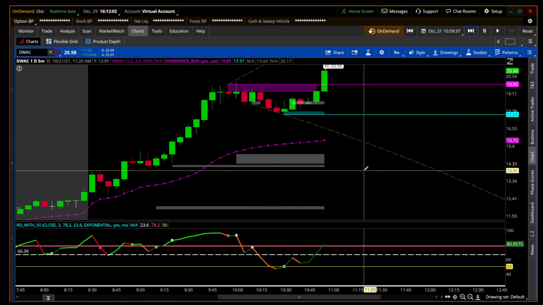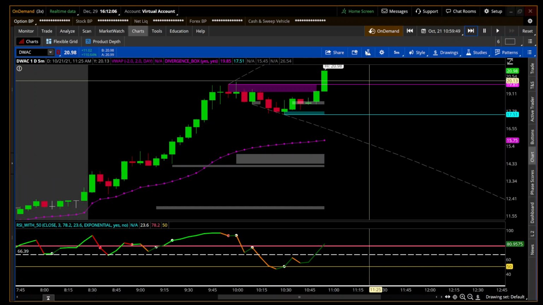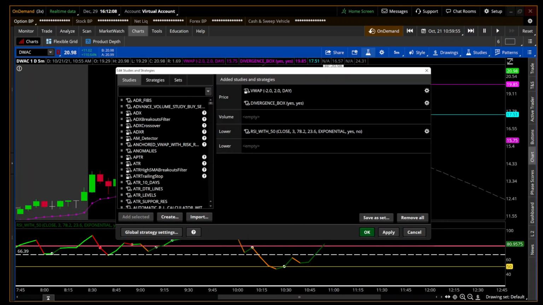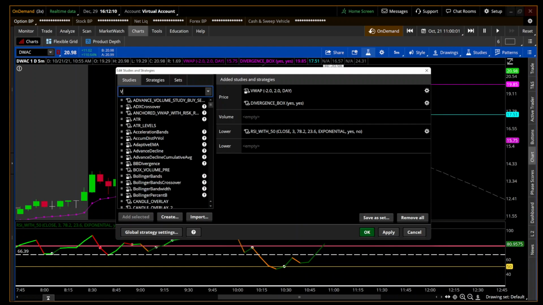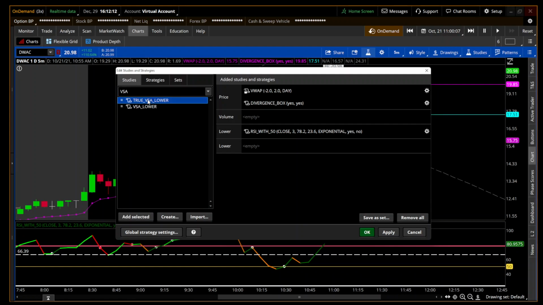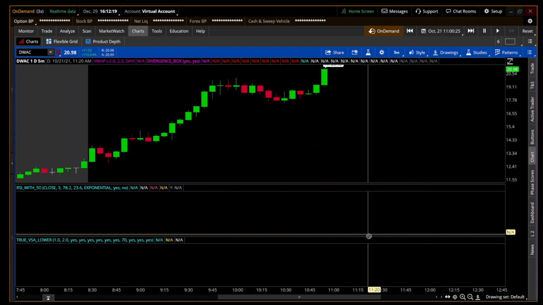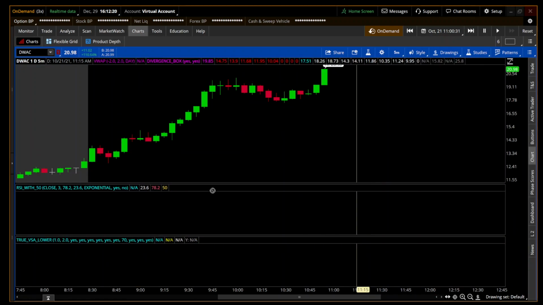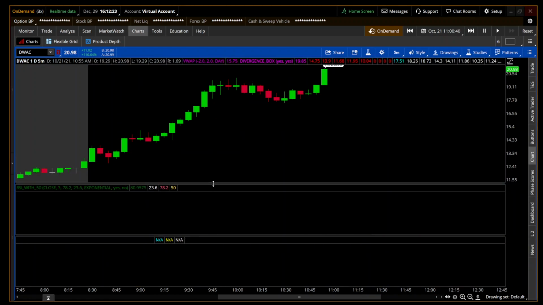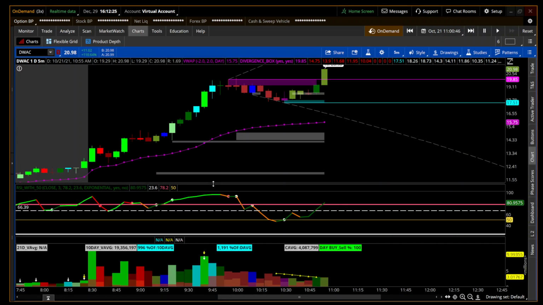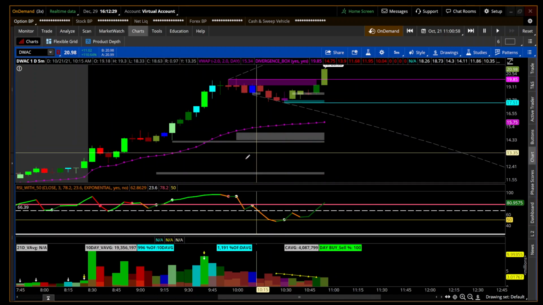I had Mike ask me about my VSA, volume spread analysis indicator. I'm still not done with it, but I'll show it again. The true volume spread analysis lower one. And it's going to color price to give us a better indication of what's going on. But I'm going to have to take it off because it sucks up so much data when it comes to the on-demand feature.